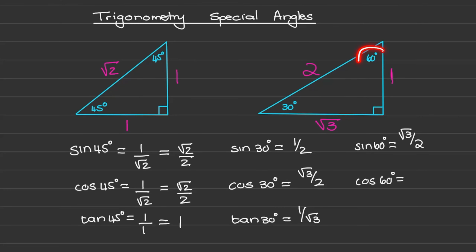Cos of 60 degrees is the length of the adjacent side over the hypotenuse. So that is 1/2. And the tan of 60 degrees is the opposite over the adjacent side. So that is simply the square root of 3 over 1, or we can say the square root of 3.